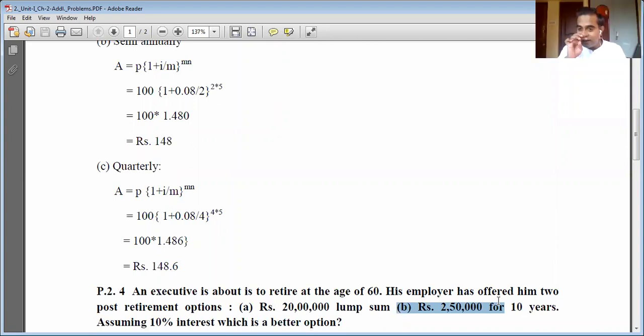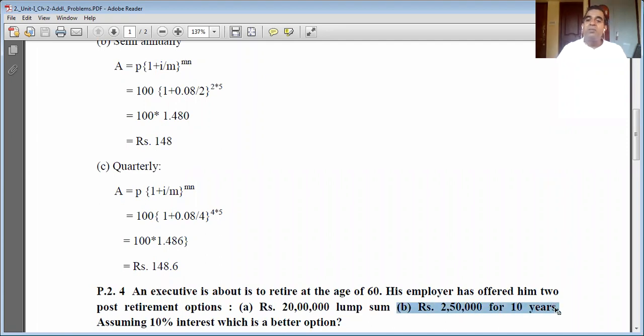Somebody said B. Okay, but let us see. It is like 2,50,000 each year. Year one, 2,50,000 rupees. Year two, 2,50,000 rupees. Year three. This way, if we go on adding, it will become 25 lakh rupees. And in the present, the employee will receive 20 lakh rupees in a single amount. So one among the students says option B. What should the executive opt for?